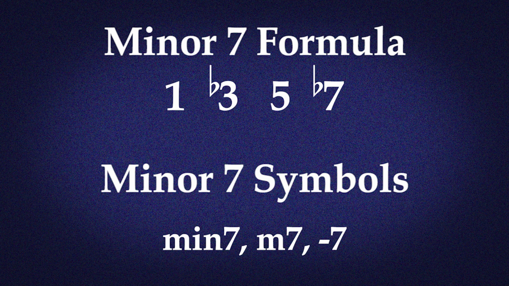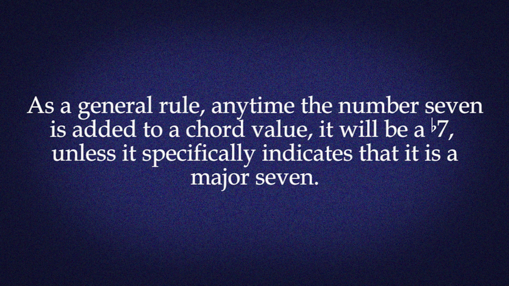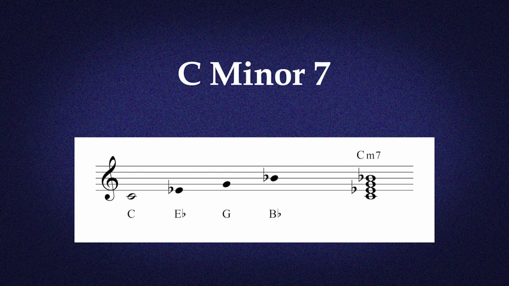Notice here that without the specific indication that we are using a major 7th, the 7th note of the scale is lowered. In fact, as a general rule, anytime the number 7 is added to a chord value, it will be a flat 7 unless it specifically indicates that it is a major 7. There is an exception to this, but only one, and we'll get to that here in a minute. A C minor 7 is spelled C, E flat, G, B flat.